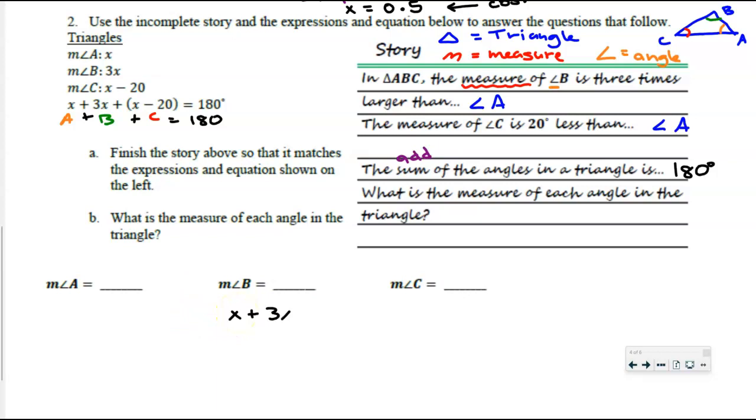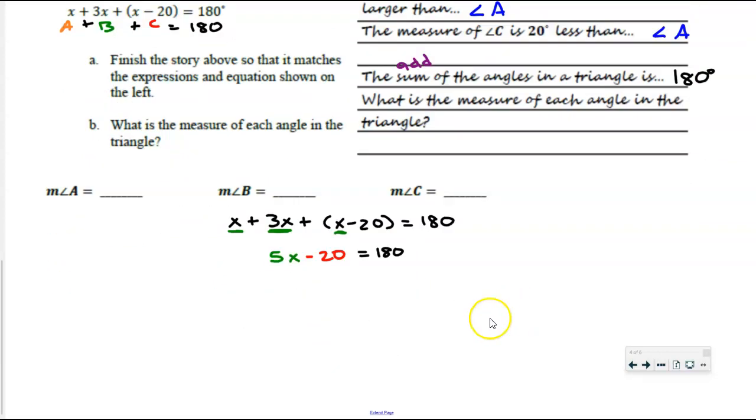X plus 3x plus x minus 20 is equal to 180. Let's solve it. I have an x and 3 more x's and another x. How many x's do I have altogether? Nope. It's in 3 different places, but how many total? 3, 4, and 5 x's. Don't forget our minus 20 that we still have. And that's equal to 180. It's time to solve.